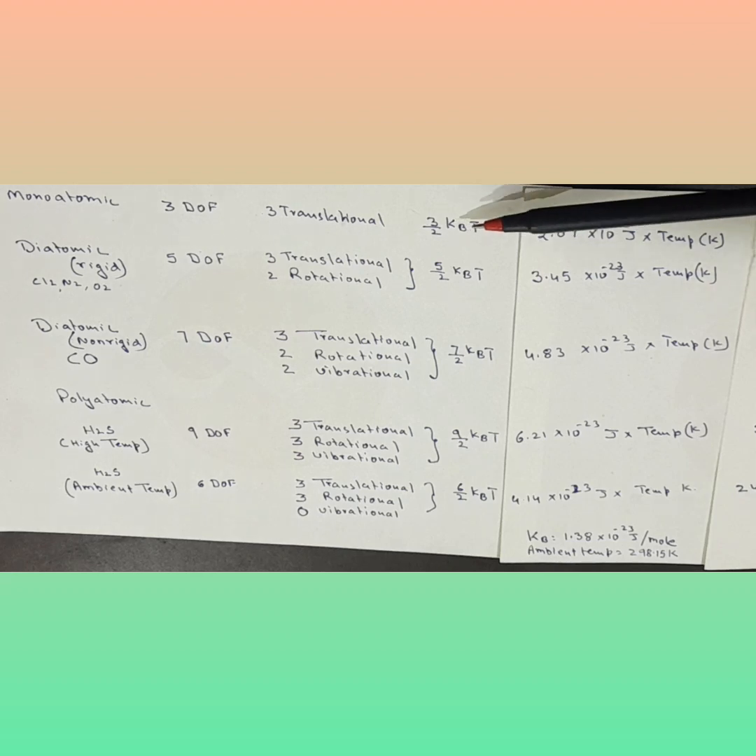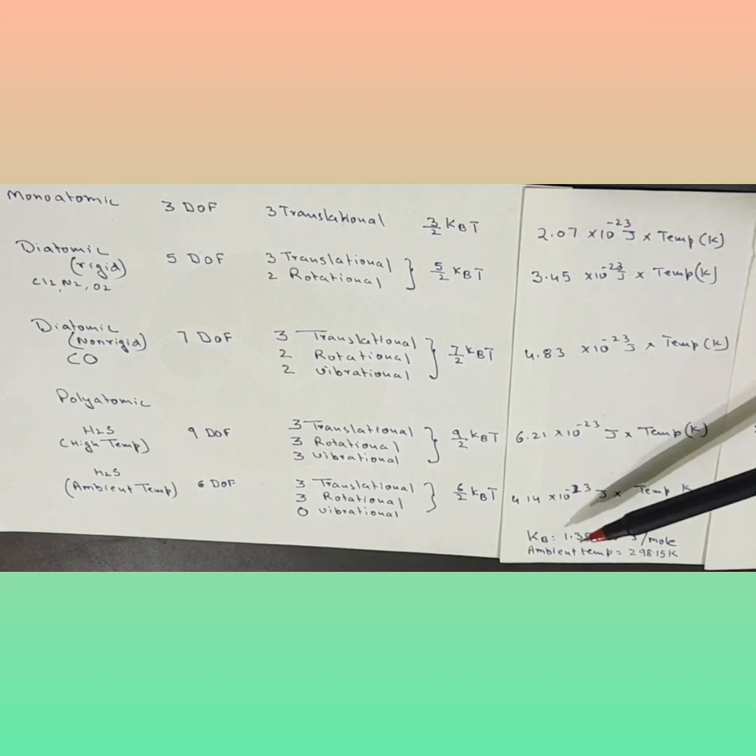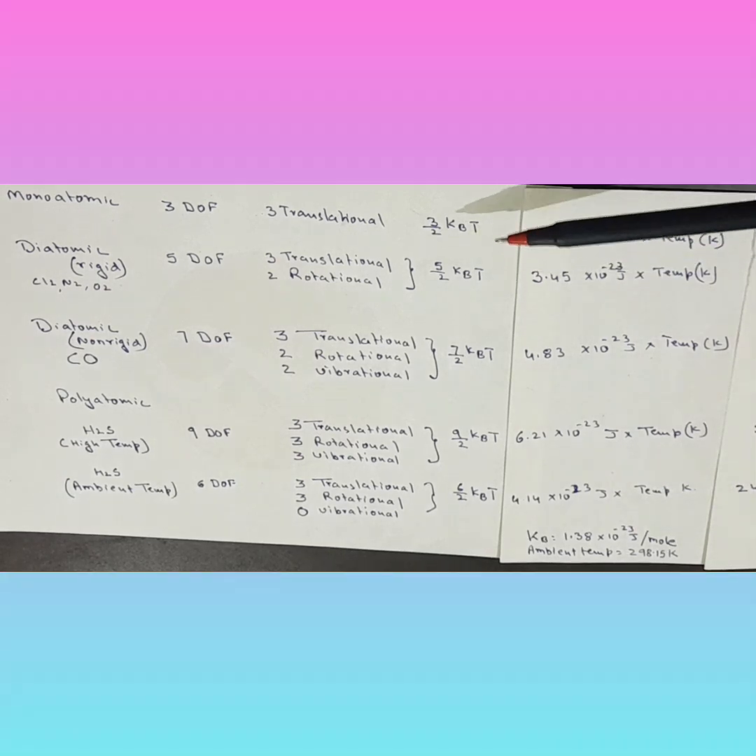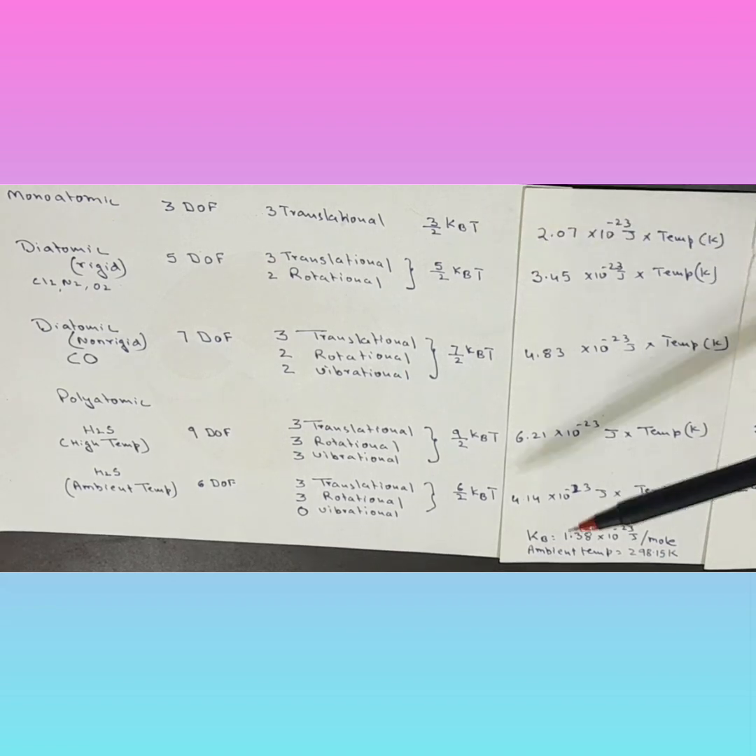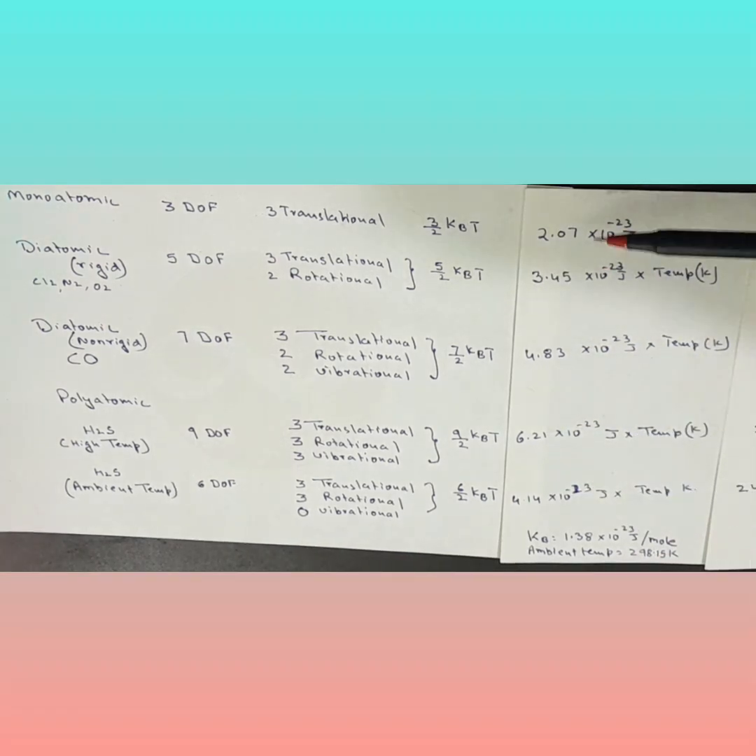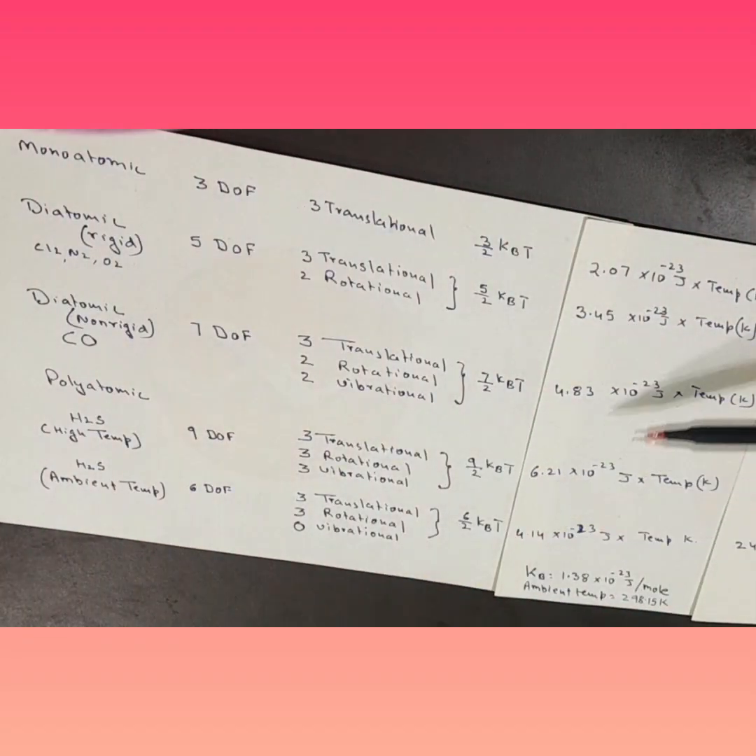kB is Boltzmann's constant, the value of which is 1.38 into 10 raised to minus 23 joules per kelvin, and T is the temperature at which the atom or molecule is existing, and ambient temperature is 298.15 K. These are all the energies that we get. Now, we need not forget that this energy is further to be multiplied with temperature in Kelvin.